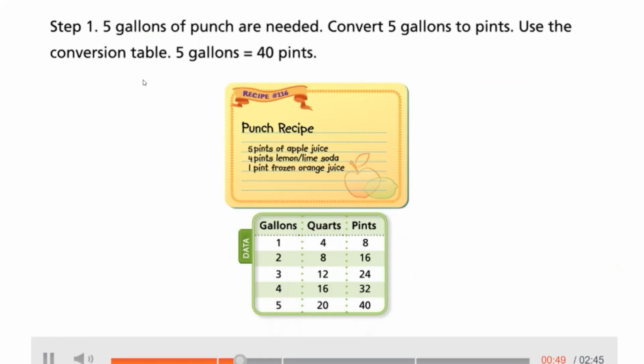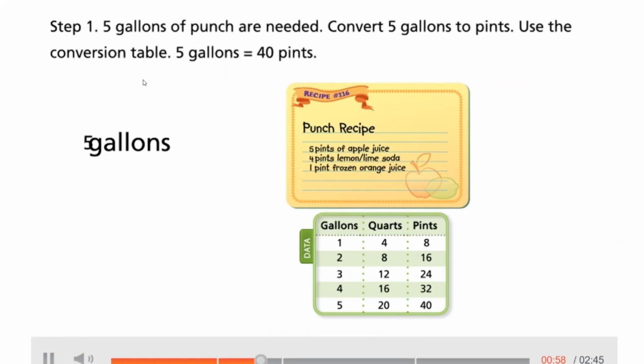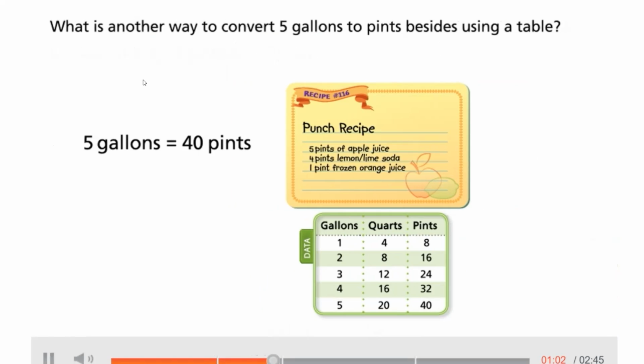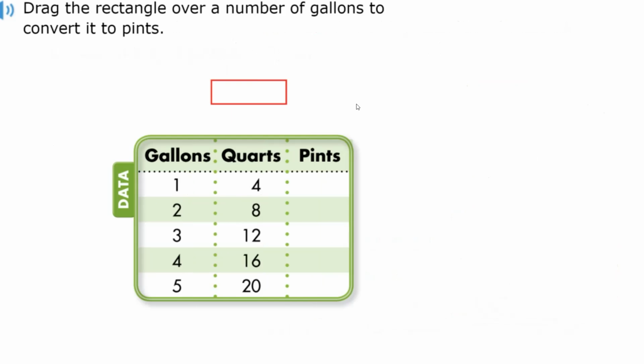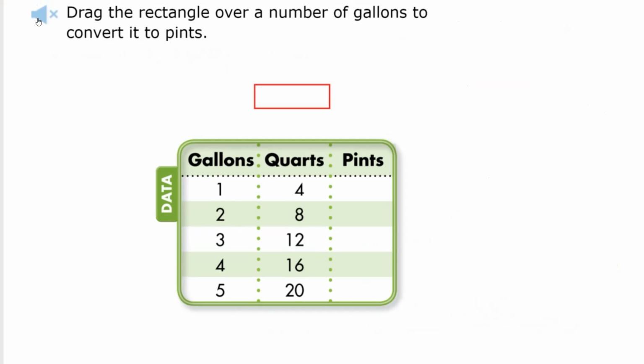Step 1. 5 gallons of punch are needed. Convert 5 gallons to pints. Use the conversion table. 5 gallons equals 40 pints. What is another way to convert 5 gallons to pints besides using a table? Drag the rectangle over a number of gallons to convert it to pints.